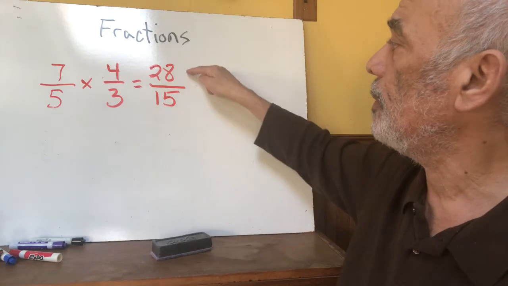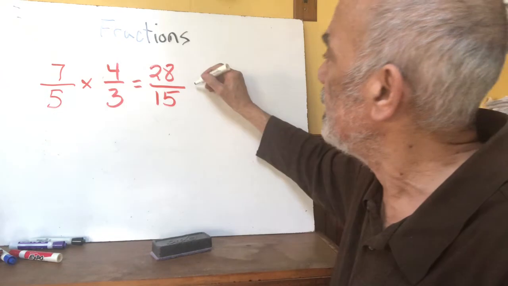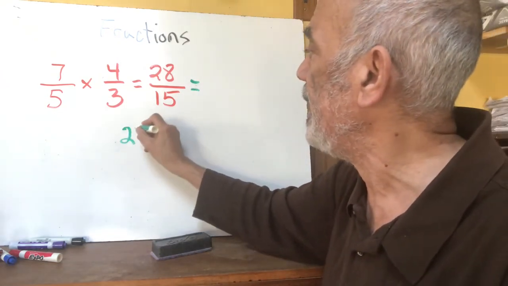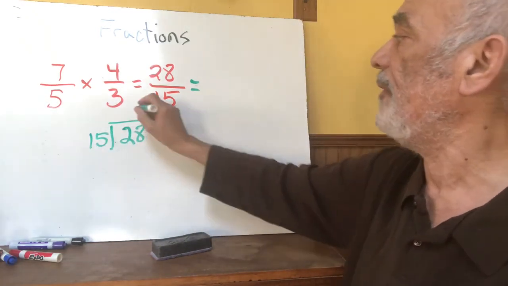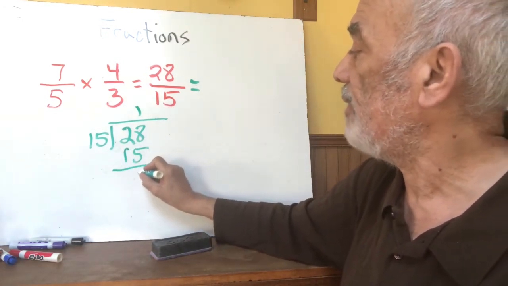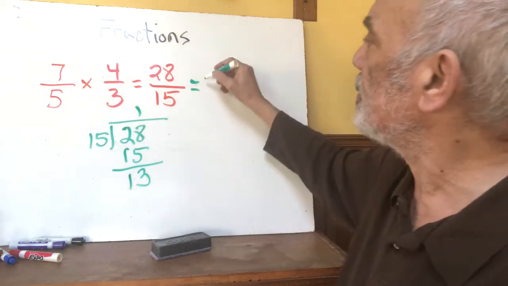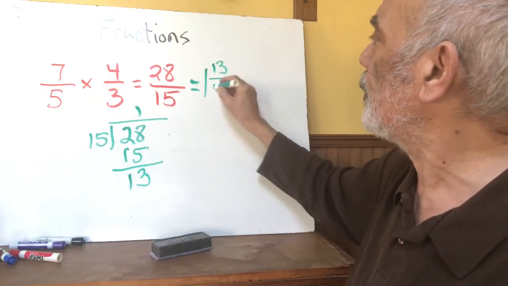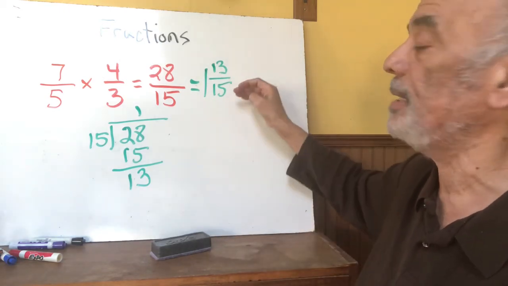Now, remember, this is still an improper fraction, and they would like you to simplify it into a mixed number. So it's going to be 28 divided by 15. 28 into 15. 1 is 15. 8 take away 5 is 3. 2 take away 1 is 1. So remember, the answer is the whole number, and the remainder we put over our denominator. Final answer is 1 and 13/15.